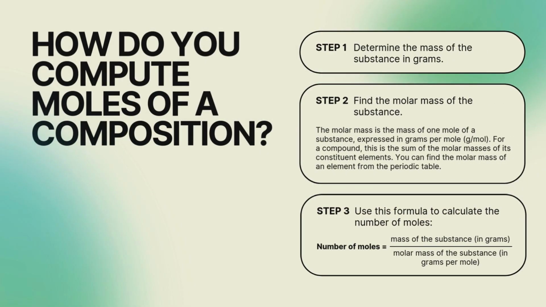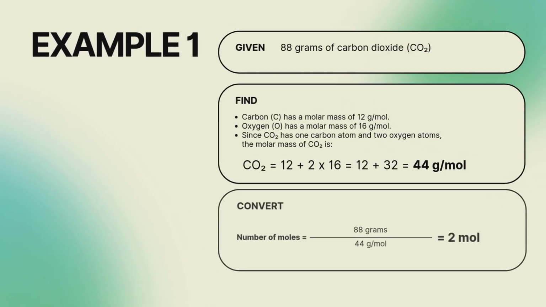Here are 3 steps for computing moles of a composition. Firstly, we determine the mass of the substance in grams, then we find the molar mass of the substance. The molar mass is the mass of 1 mole of a substance, expressed in grams per mole. For a compound, this is the sum of the molar masses of its constituent elements. Lastly, calculate the number of moles by dividing the mass of a substance in grams by the molar mass of a substance in grams per mole. Here are a few examples as shown.